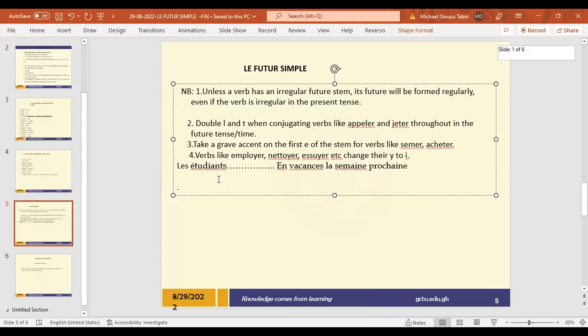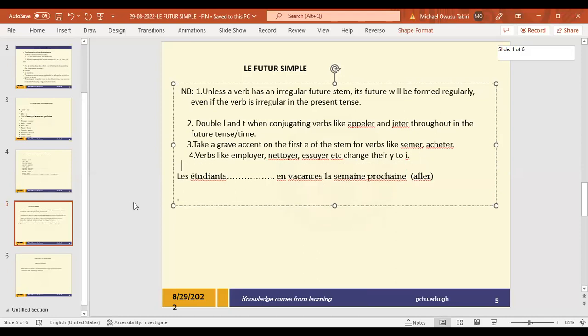Let me see. La semaine prochaine. Ici, c'est minuscule. And you have to write it in the future time. And the verb in bracket is aller. Il faut mettre ça au futur simple. OK? Le verbe, c'est aller. Les étudiants dash en vacances la semaine prochaine. And then the verb in bracket you have to put into future time is aller.